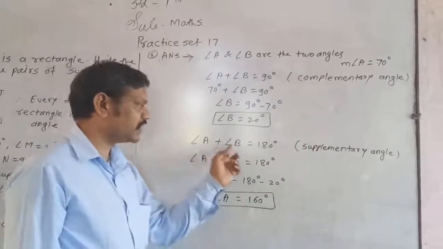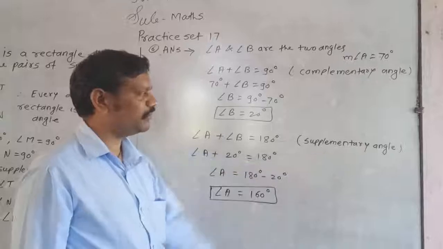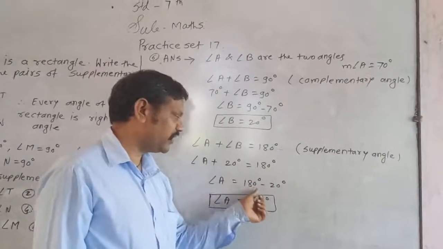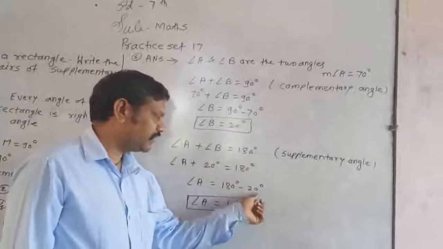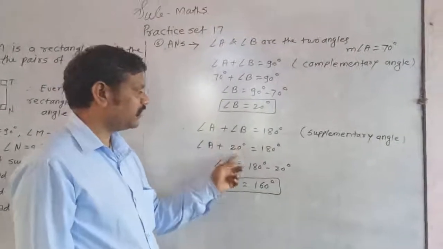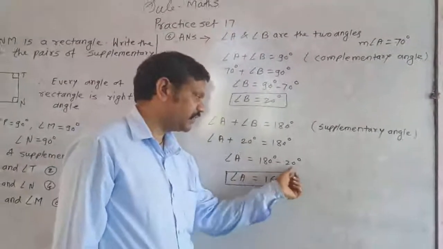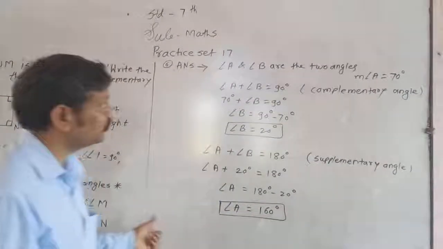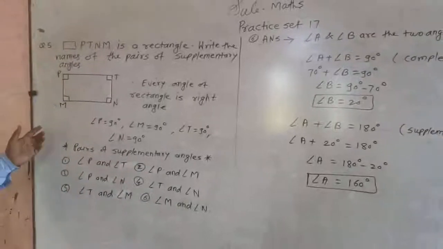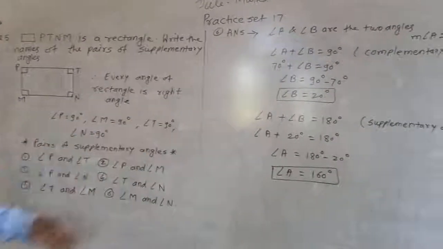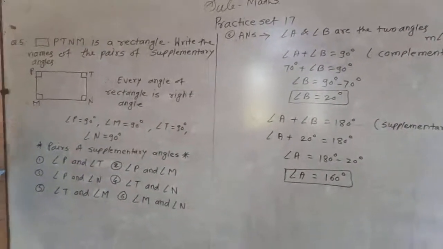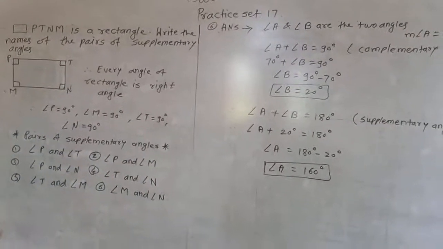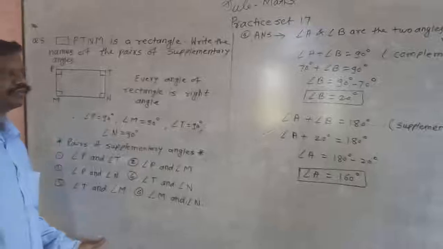So angle A plus angle B is equal to 180 degrees, that means supplementary angles. So angle A is equal to 180 degrees minus 20 degrees. Angle B is 20. 180 degrees minus 20 degrees means angle A is equal to 160 degrees. So today we saw practice set question number 5 and 6. In question number 5, we found the pairs of supplementary angles, and then in question number 6 we found the supplement of the complement of A.